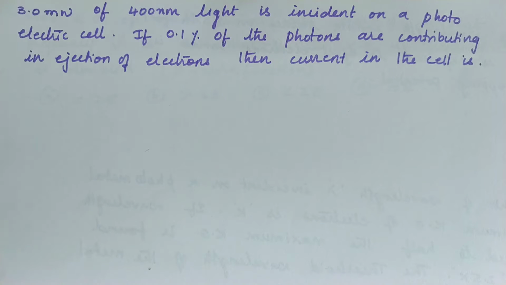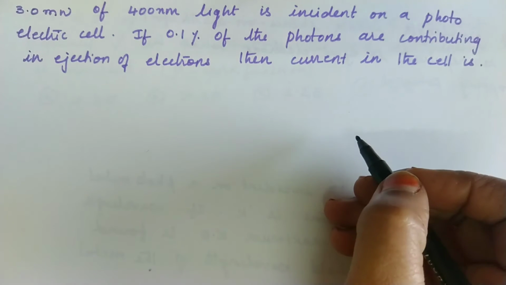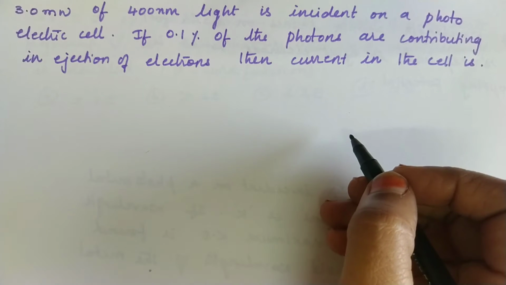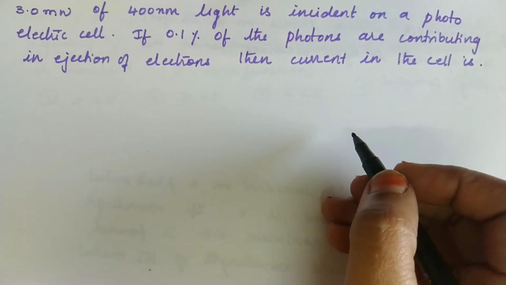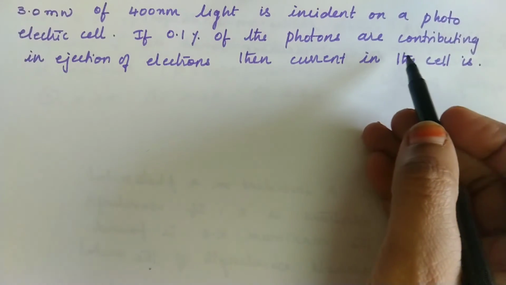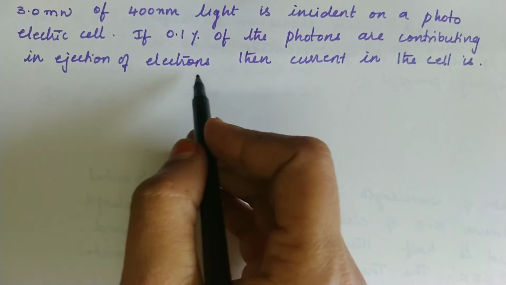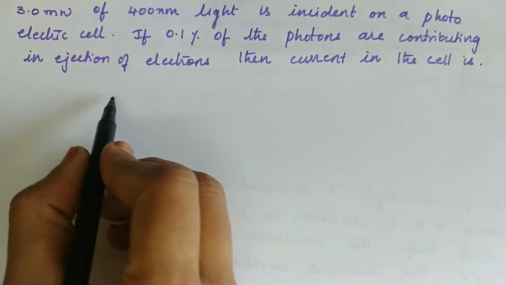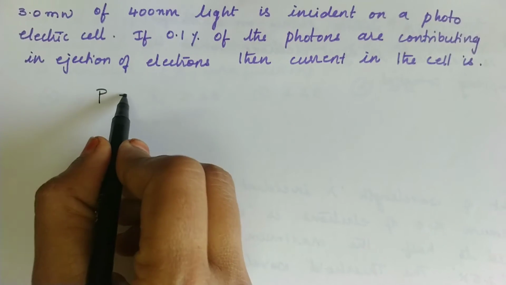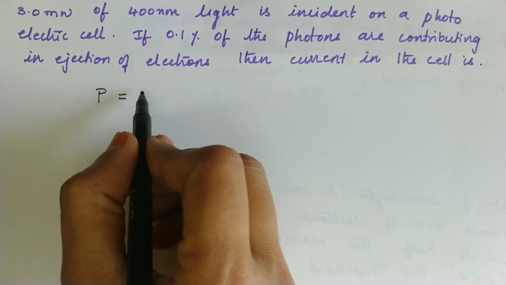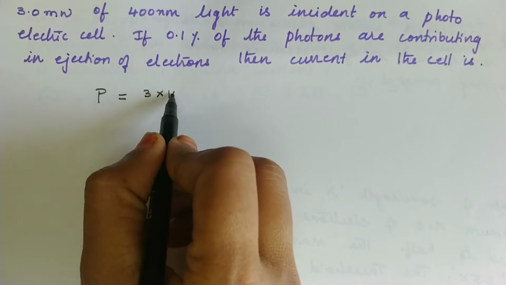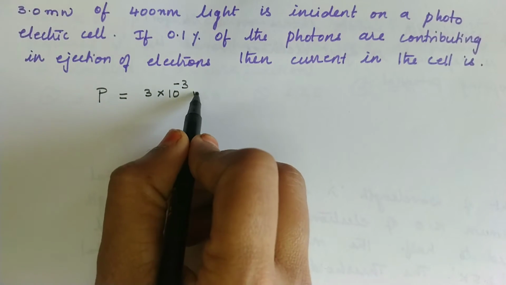So this is also a question related to a photocell. Say 3 milliwatt of 400 nanometer light is incident on a photoelectric cell. A photoelectric cell is nothing but a photoelectric plate from which we are going to release electrons. But here they are saying only 0.1% of the photons is contributing to the ejection of electrons. So the actual power incident on the photocell or the photocathode is 3 milliwatt, 3 into 10 power minus 3 watt.